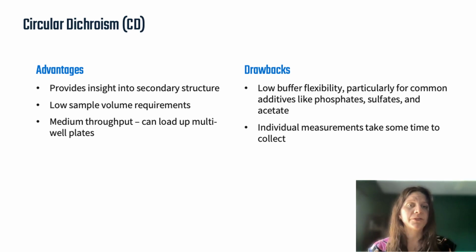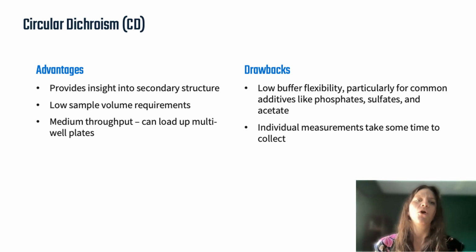Additionally, the secondary structure information, while very cool and helpful for certain proteins, like those without NMR, crystal, or cryo-EM structures, it's kind of extra information that isn't always required to actually make the decisions about candidate selection. And finally, another drawback is that CD is highly sensitive to common buffer additives such as sulfates, phosphates, and acetate, unless they are highly dilute, which limits its use for many typical biologic buffers or for formulation screening.